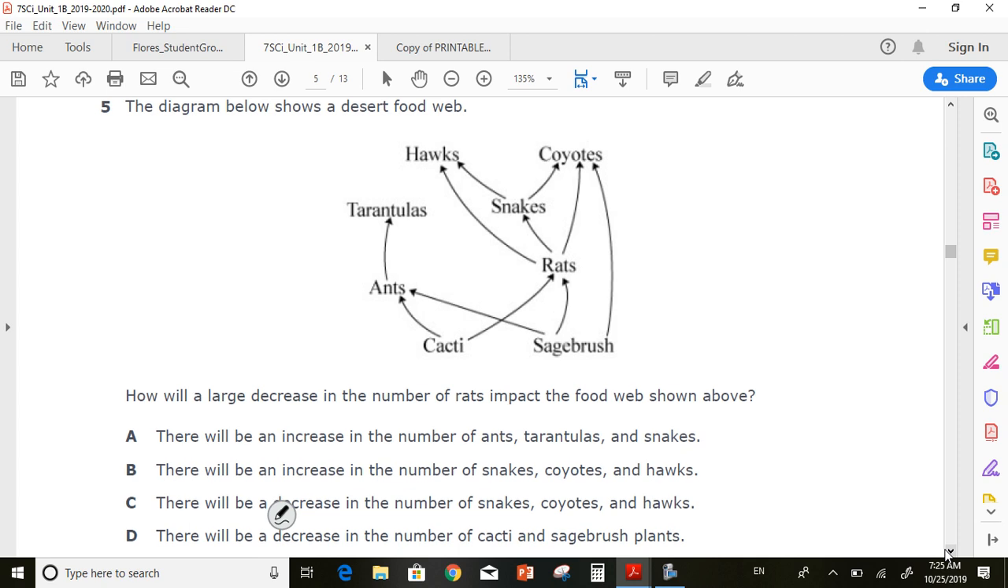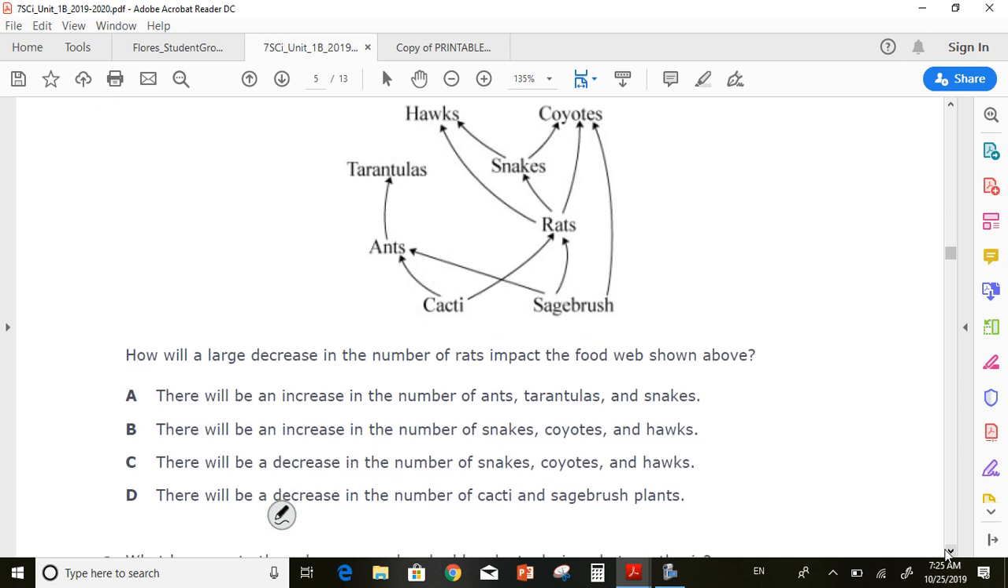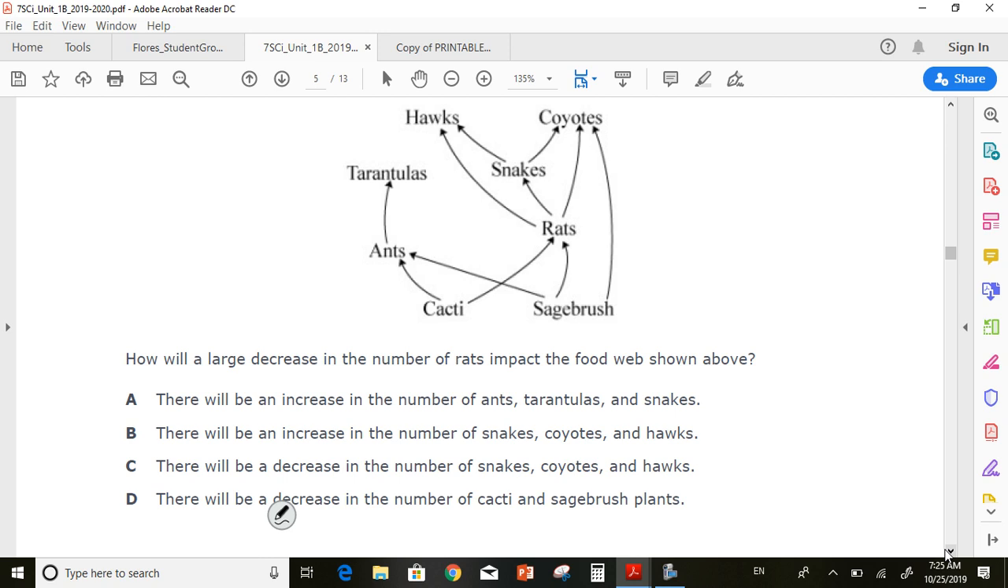Number 5, the diagram below shows a desert food web. Alright, so let's take a look at that. Let's see if I can move this. How will a decrease in the number of rats impact the food web shown above? So a decrease, less. Okay, so if this number right here, there's less of them, let me see what's connected.